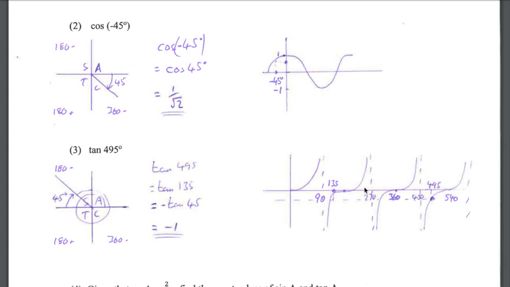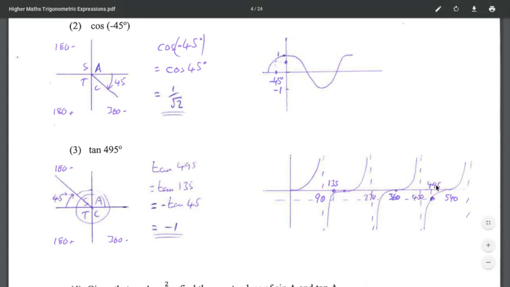If we're looking at the tan graph to see if that makes sense, well, there is 135 degrees, and there's 495 degrees, and it is at the same height. It doesn't look it on my diagram because I've not drawn it as well as I should have, but it would be at the same height.